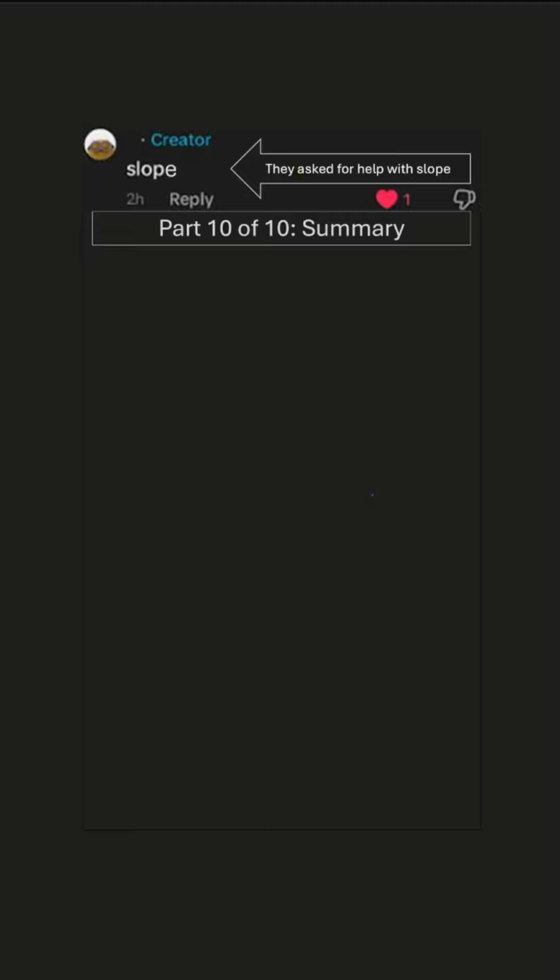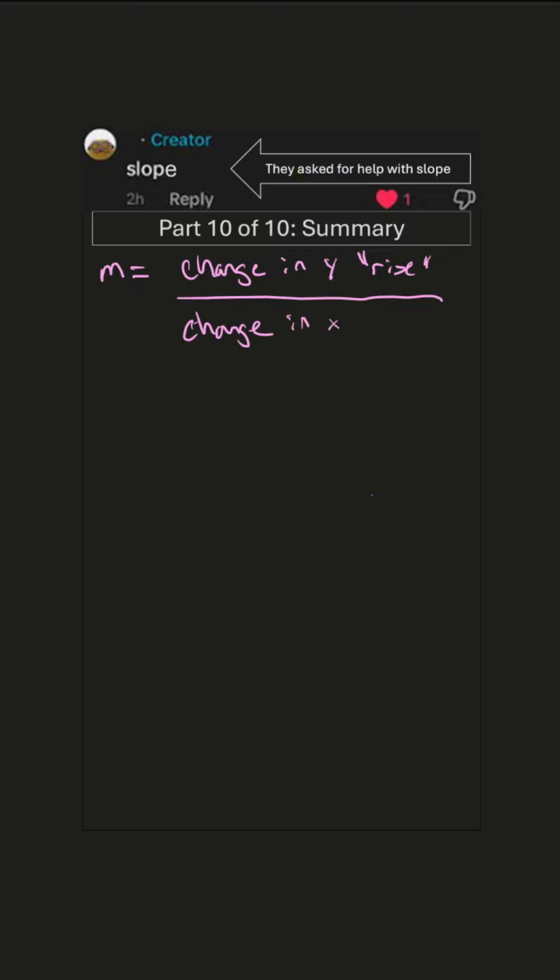Here's everything you need to know about slope. So the formula for slope, we call it m. M is the change in y, or we call that the rise, divided by the change in x, which we call the run.